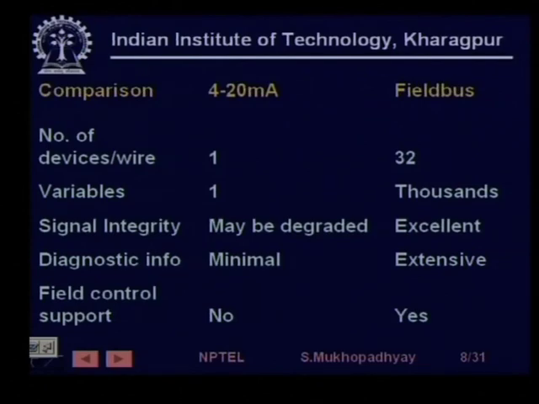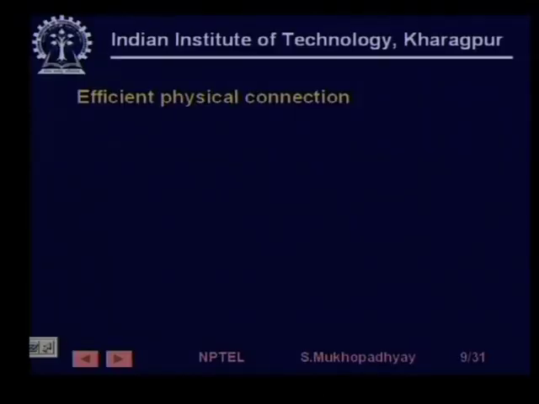There is also support for field control, that is, PID like controllers can be mounted on the devices and they can be commanded from a host station and configured. Such field level control support exists in Fieldbus, while none exists in the 4 to 20 milliampere loop. So, these were the advantages.